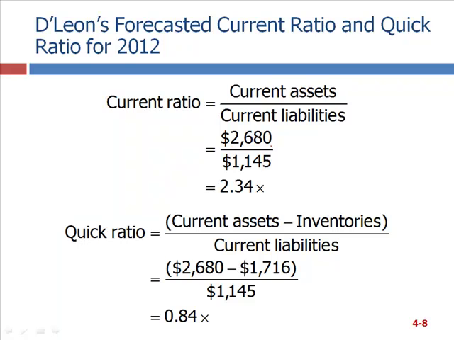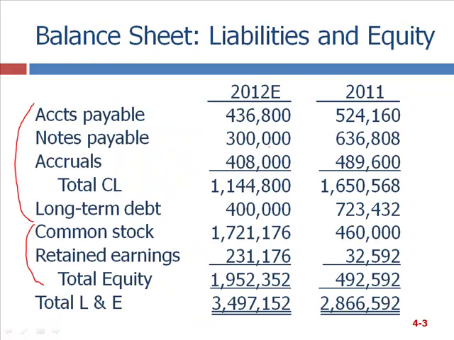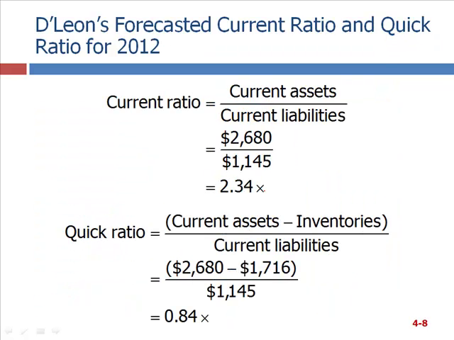Then if we look at the current liabilities, that would be 1,144,800, or over here on this sheet it says 1145. Again, these numbers are in thousands for whatever reason. So you take 2680 divided by 1145 and you get 2.34.